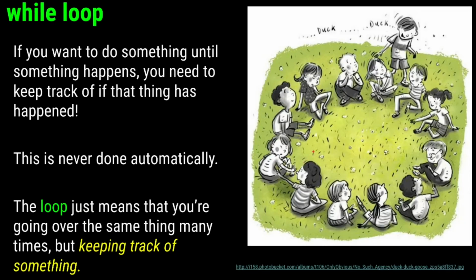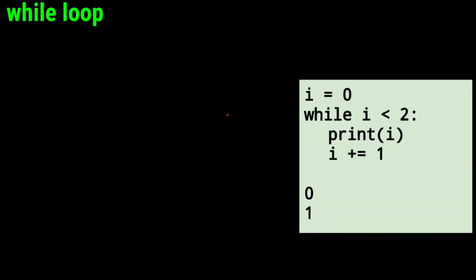There's also while loops. So these are useful if you want to do something until something happens. So that means you've got to keep track of that thing to see if it's happened yet. And again, this is never done automatically. So what you do is you set up your loop so that you go over the same thing many, many times, but you have to keep track of something. And that thing you're keeping track of is usually maybe some total variable, or maybe it's some other parameter, something that you're reading in from some sensor or something.